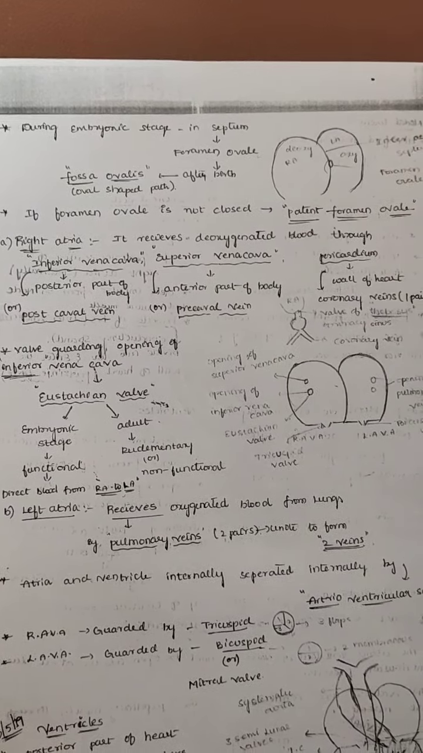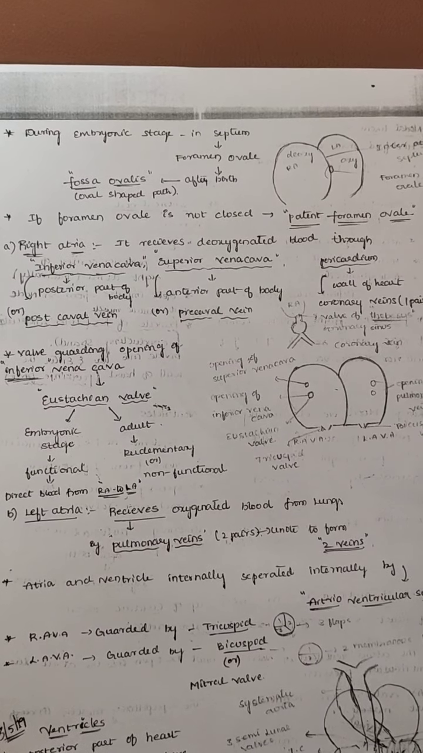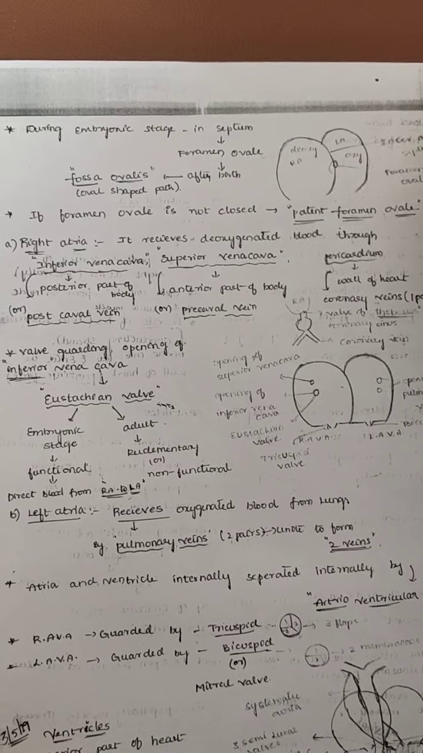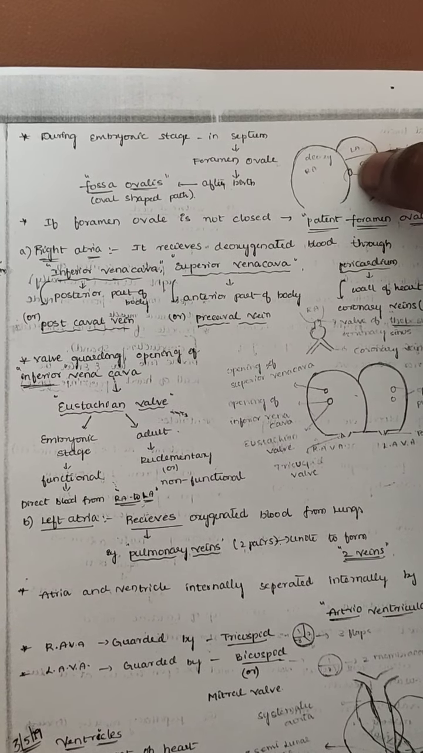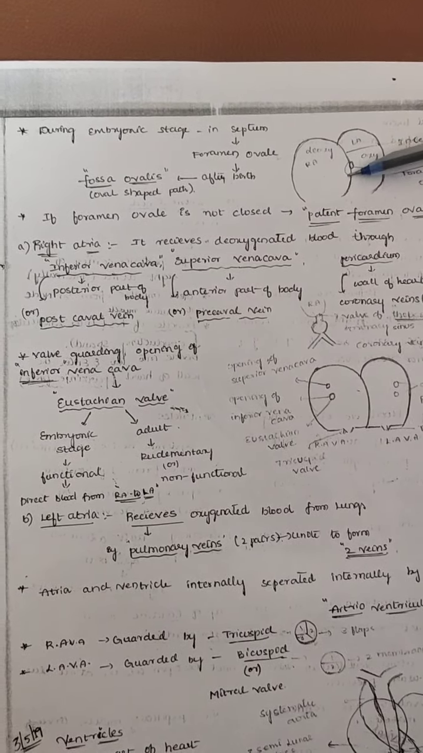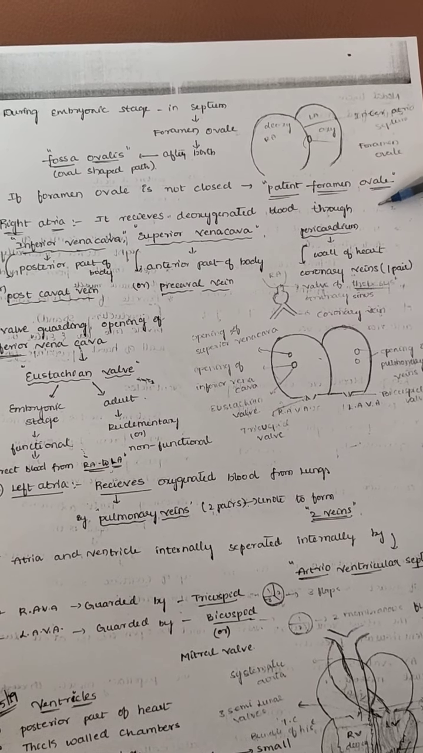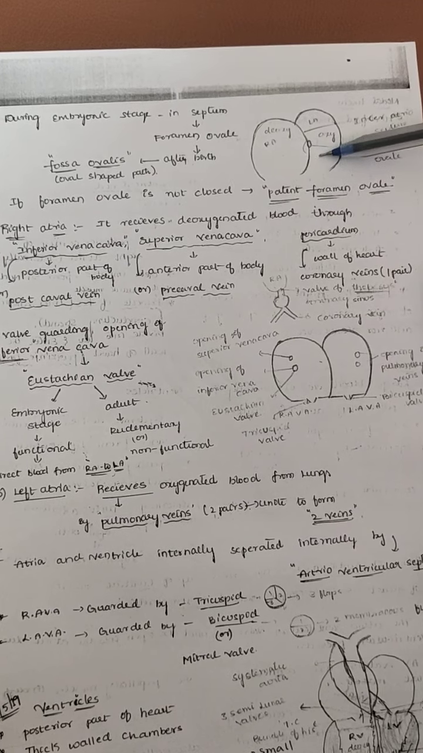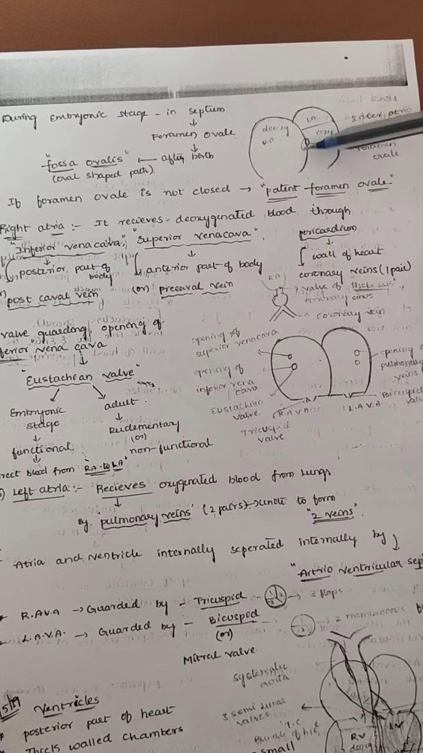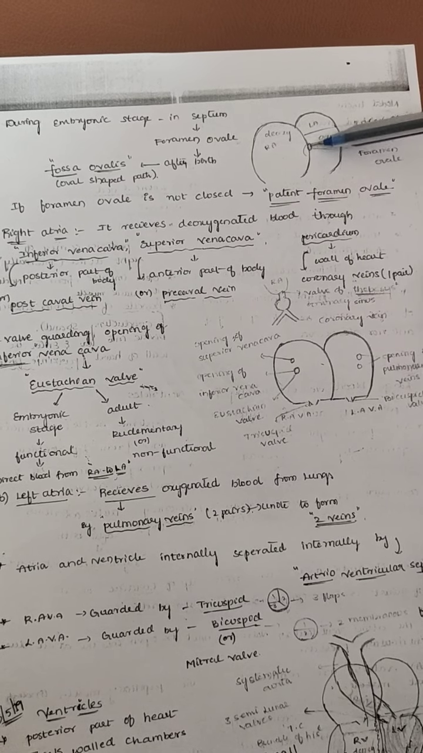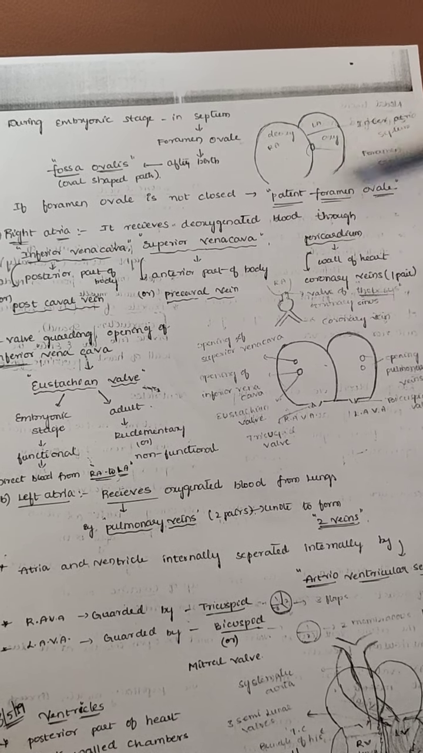It means many people say there is a hole in the heart. When this foramen ovale is not closed, that hole is called a patent foramen ovale. The location of the foramen ovale is in the interatrial septum, where there is a pore. That pore is called the foramen ovale.